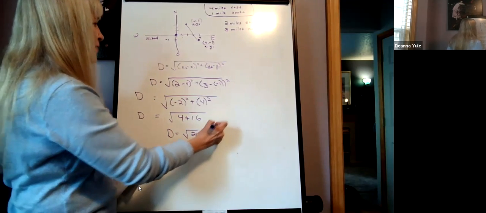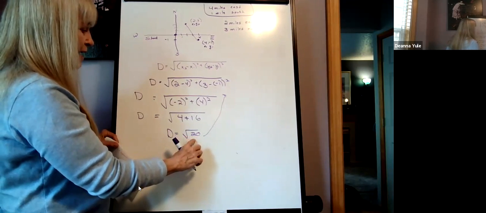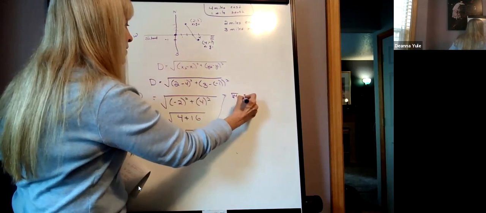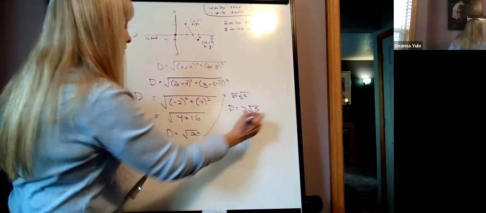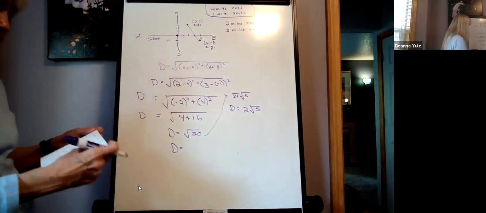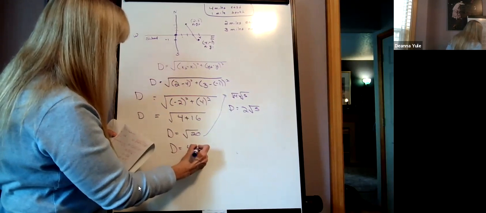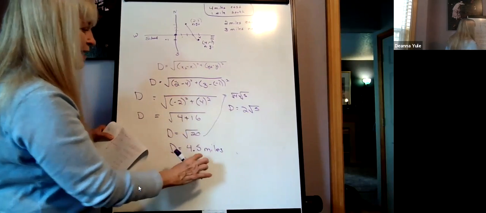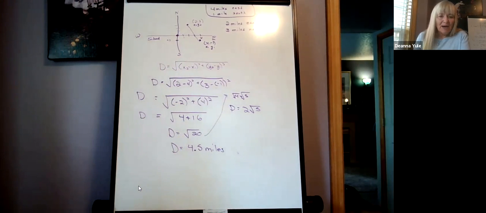If you are in math 3, actually my math 2 also, I'd want you to simplify this. 20 I can write as 4 times 5. So the square root of 4 times the square root of 5. I would want you to write the distance as 2 square roots of 5. If you want to do it on your calculator and just approximate it for me, you will get that it's about 4.5 miles. So I have 2 answers. I have an exact answer, and then I have an approximation of the answer. So we're saying they are about 4.5 miles apart.